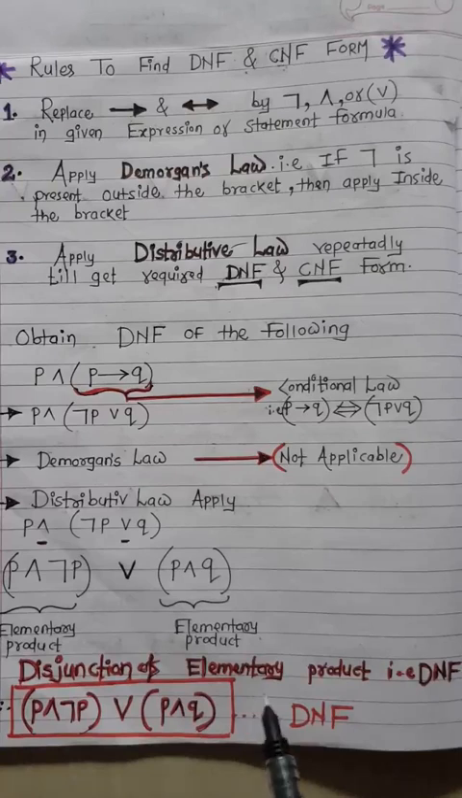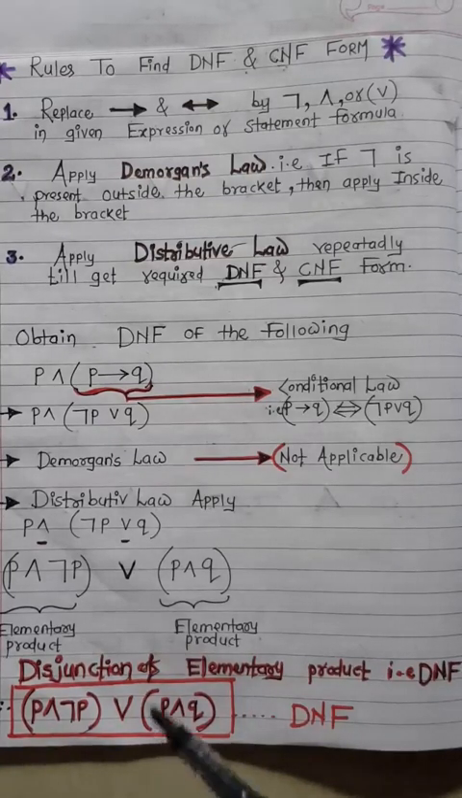After applying the first step, again we have to check whether we are getting DNF or CNF form. If yes, then we stop. If not, then we move towards the second step. Now, what is the second step?